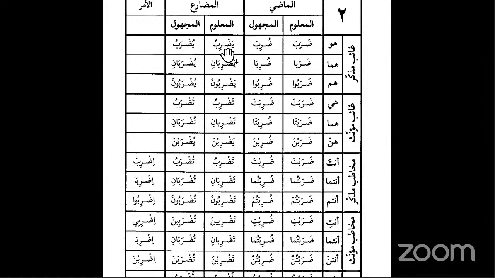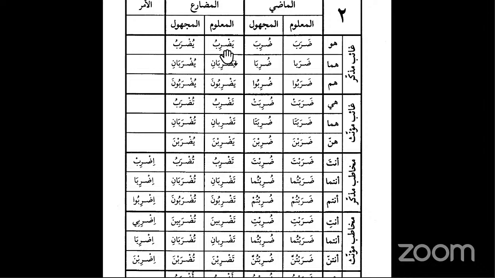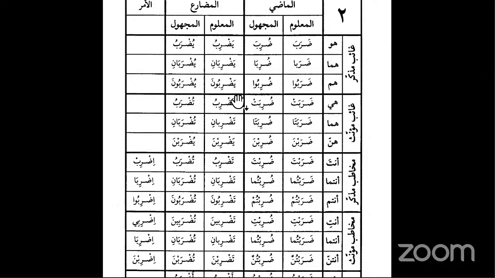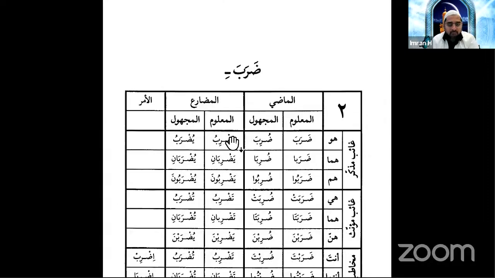Yaghfiru. Okay. How do you say he is hitting? Yadribu. She is hitting. Tadribu. They all males are hitting. Correct. Yadribuna. They all females are hitting. Yadribna. They two females are hitting.